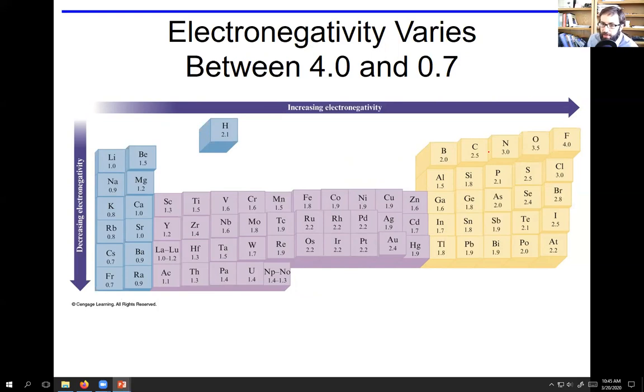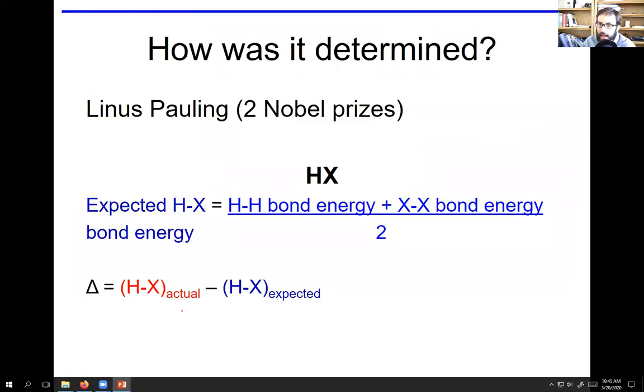So we go from 0.7 to 4. You notice fluorine's the top right. It's 4. It's the highest. Bottom left, francium. That's decreasing electronegativity going down, increasing electronegativity going right. Francium and cesium are both 0.7. So very electropositive, you could say, or very low electronegativities. And so this is how Linus Pauling calculated it.